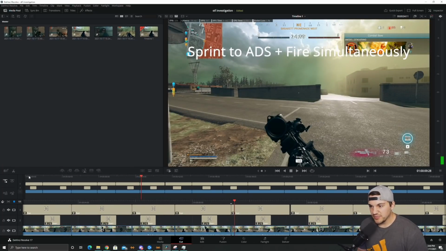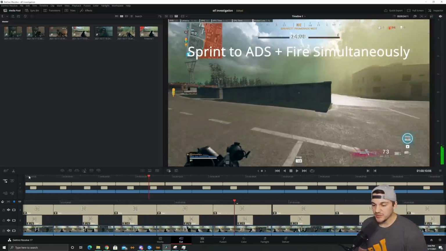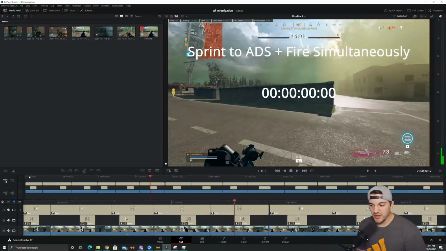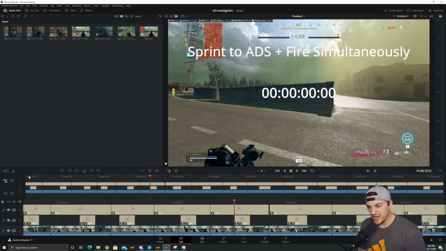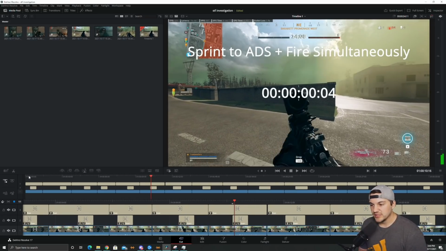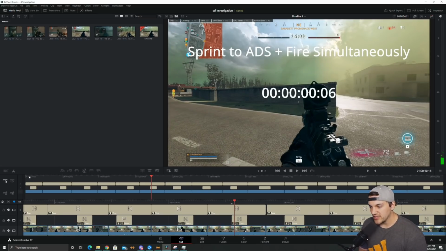Sprint to ADS plus firing simultaneously. So this was trying to see how ADS and firing interact with your sprint to fire time. This has 2 measurements in it. So we do the same thing where we go to the first frame where the hip fire dots appear, which is right here. And then this is me holding down ADS and fire at the same time. So you'll see here, the gun fires at 6 frames.